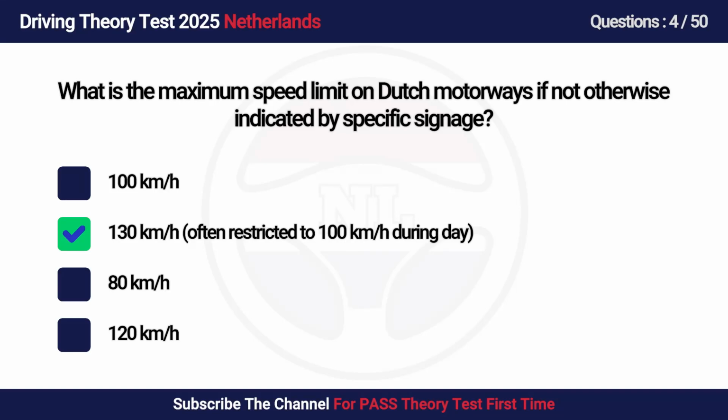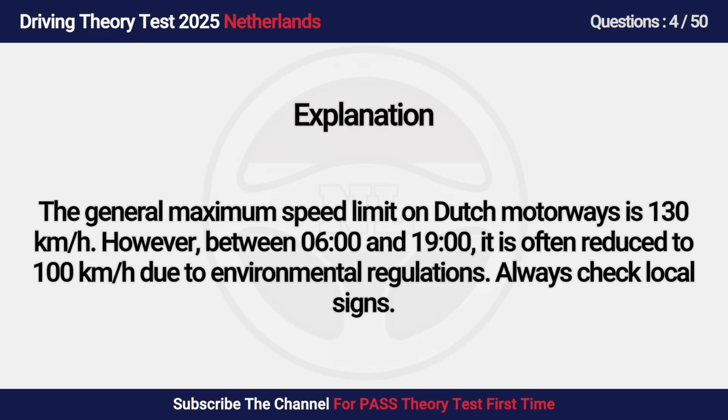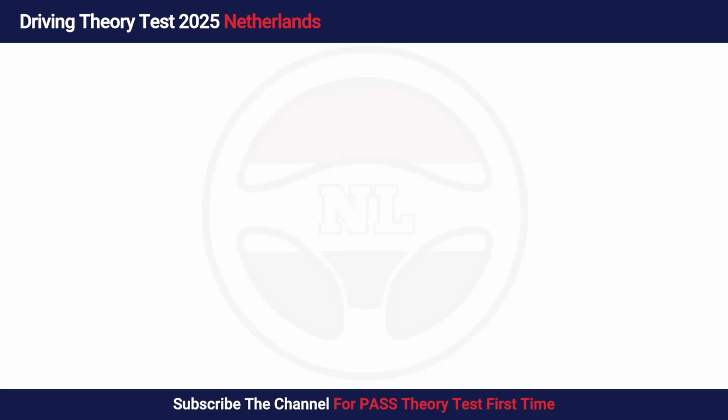Answer is B. 130, often restricted to 100 during the day. The general maximum speed limit on Dutch motorways is 130. However, between 6:00 and 19:00, it is often reduced to 100 due to environmental regulations. Always check local signs.